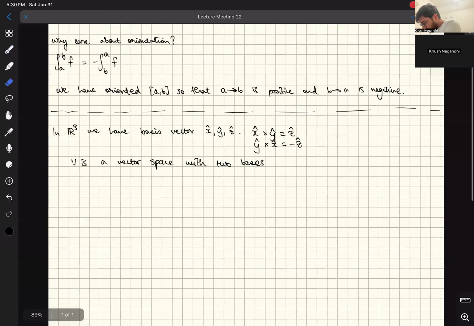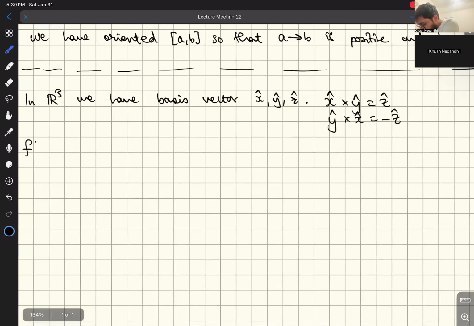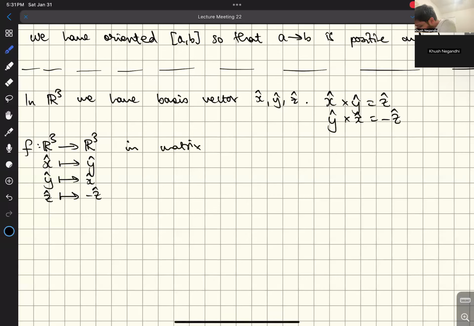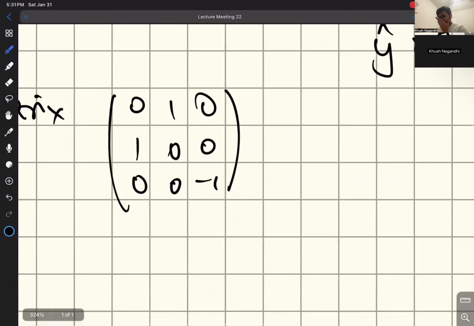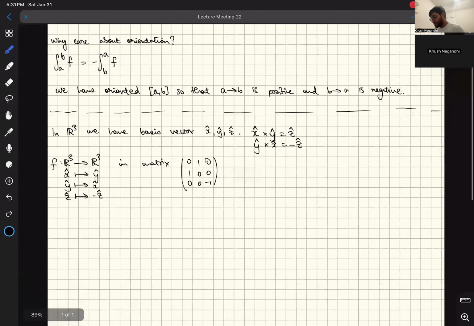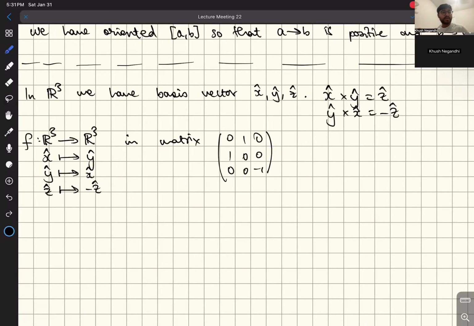Actually, even before we get there, we have a linear map from R3 to R3, given by x hat goes to y hat, y hat goes to x hat, and z hat goes to negative z hat. In a matrix, this has the form, one like this, one like this, and one like this. So what object could we check on this to tell us whether this should be positively or negatively oriented? The most natural thing that comes to mind is taking the determinant, because the determinant tells us whether we are flipping the areas of things, of the parallelogram spanned by these vectors. So we should take the determinant.